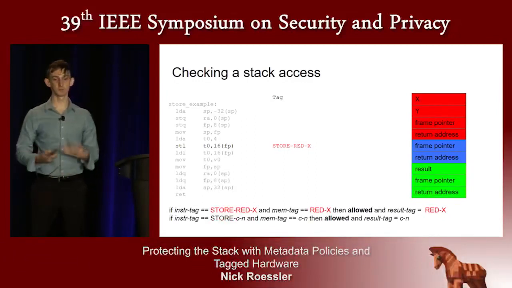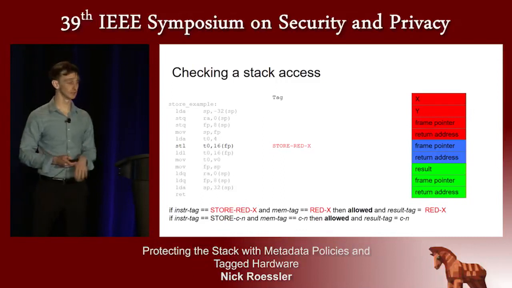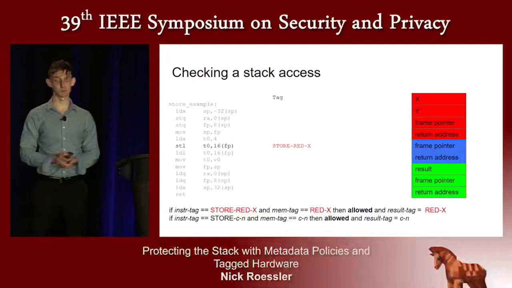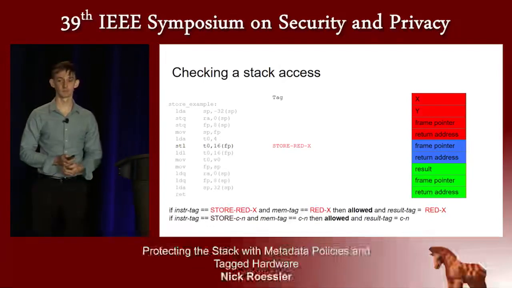Our software can be written more generally. We can say if the instruction tag is to store some color C containing some object identifier n, and the memory tag is colored C and contains object n, then the operation is allowed, and the result is that the tag should remain colored C containing object n.